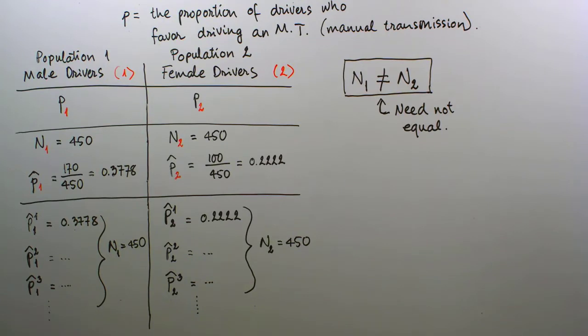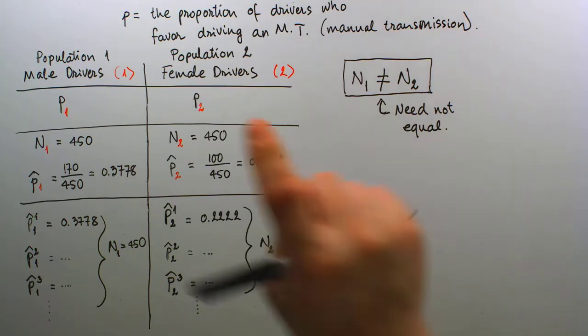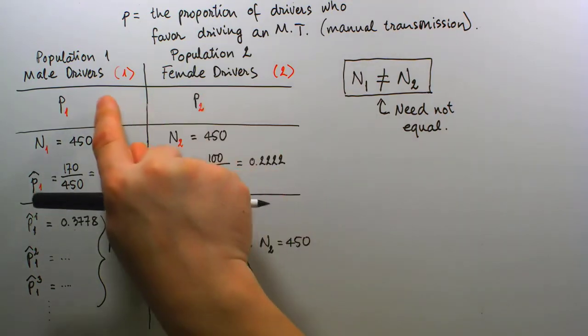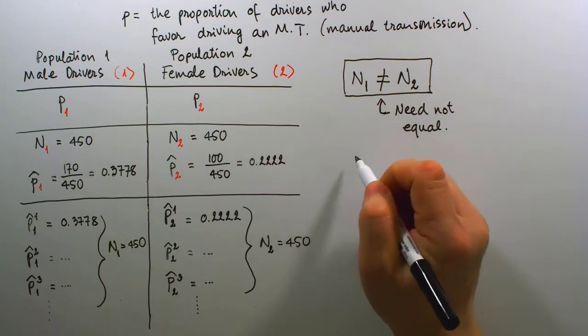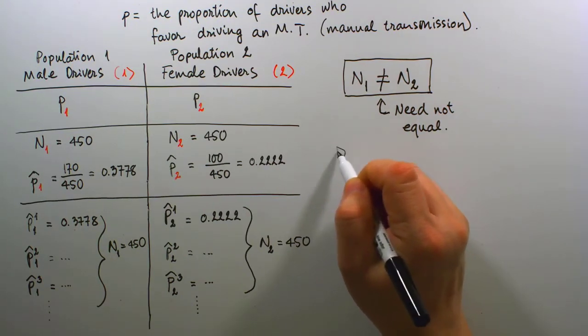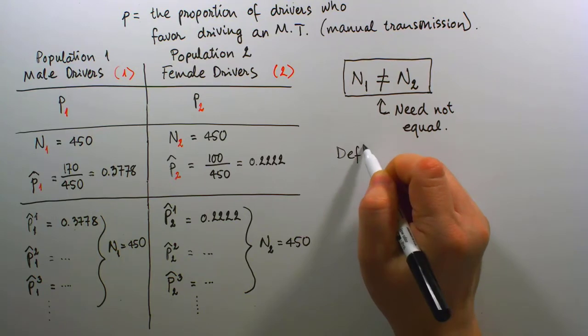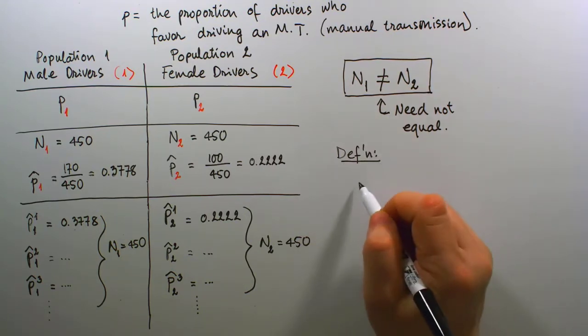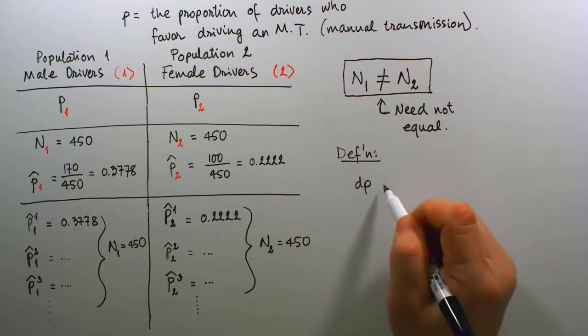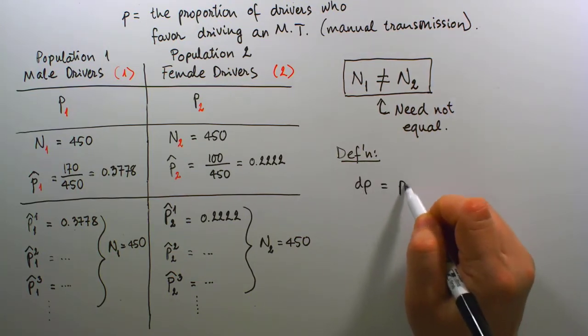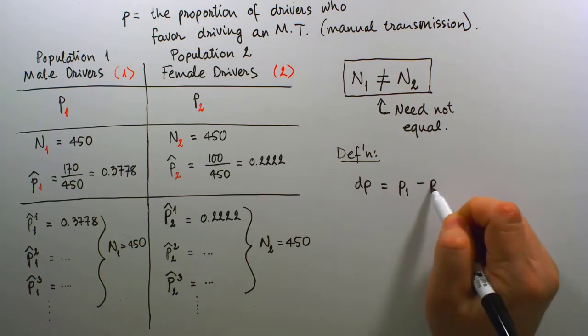And so now, to advance further, I need to come up with another definition. So now that we have investigated what it means to be a P1 and a P2, I specifically define, so it's a definition here, I define the following quantity, dP, to be the difference P1 minus P2.